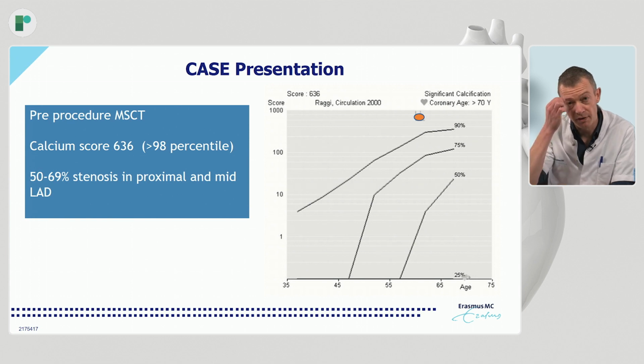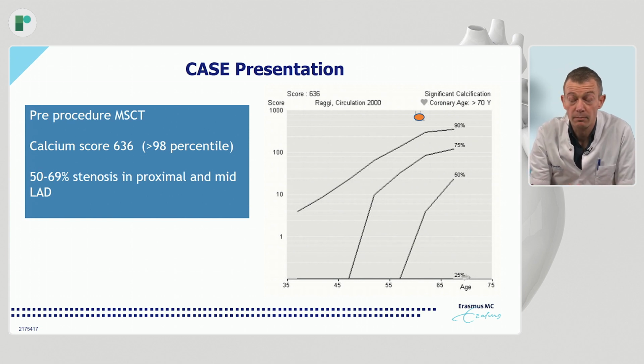And as is very contemporary, this patient had in her workup a multi-slice CT scan, in which the CT scan showed a calcium score of 636, which was above the 98th percentile for presence of cardiovascular disease and as such a high likelihood of disease, which was confirmed by the CTA showing a 50 to 69% stenosis both in the proximal as well as in the mid part of the LAD. So a patient with typical stable angina, CCS class 2 to 3 and a high suspicion of a significant lesion in the mid LAD. So this patient was referred to us and we took her to the lab and made an angiogram.